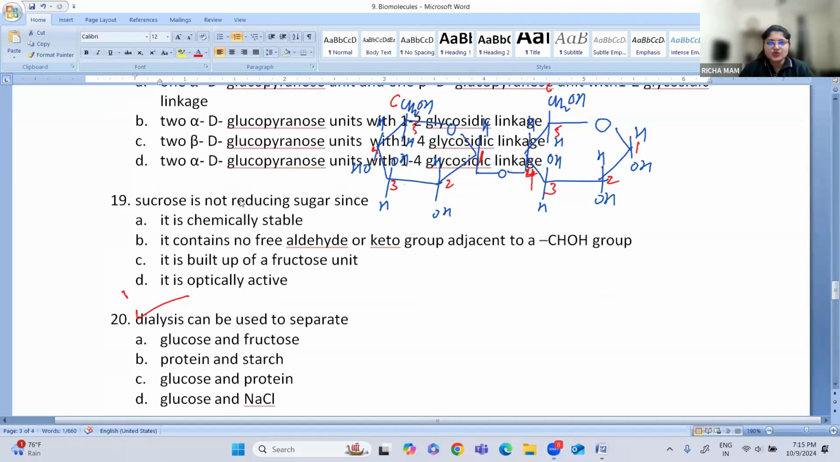Next question. Sucrose is not readily reducing sugar since. Sucrose is not reducing sugar since it is chemically stable. It contains no free aldehyde or keto group adjacent to a CHOH group. It is built up of fructose unit. It is optically active. Yes, sucrose is not reducing sugar. Why is it not a reducing sugar?